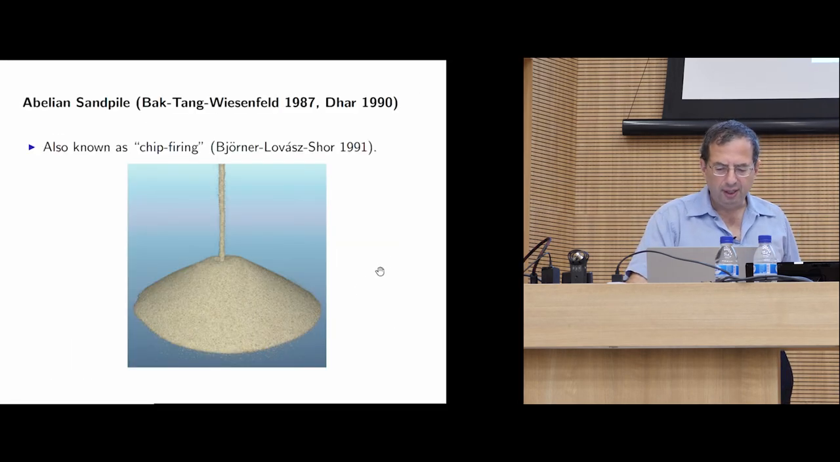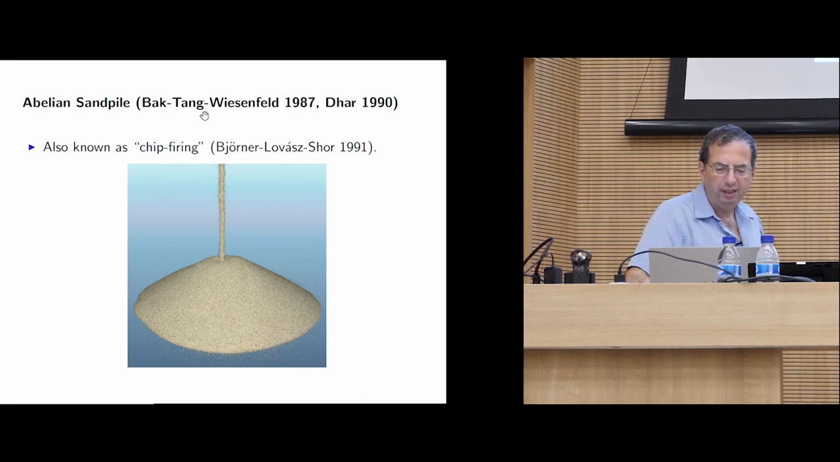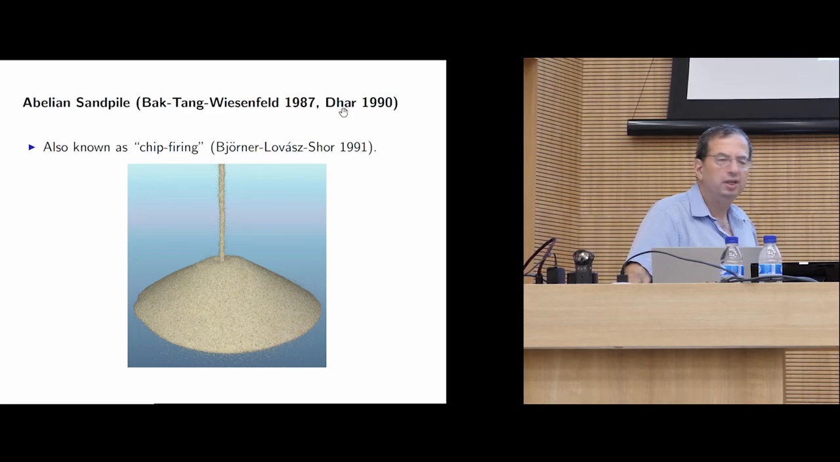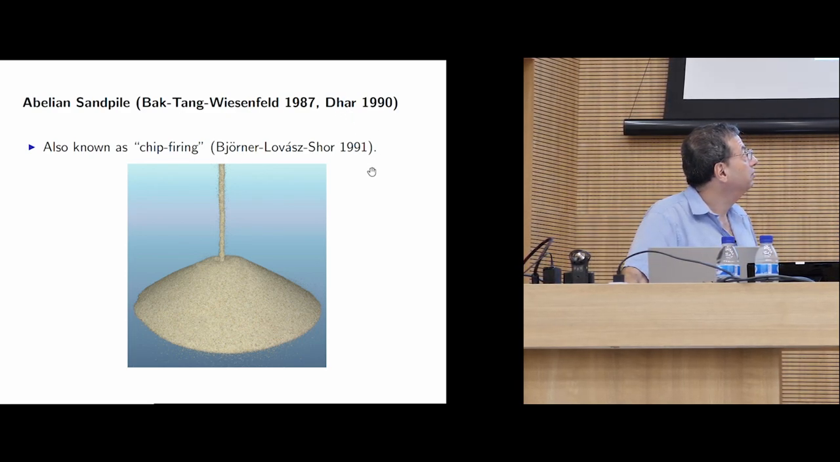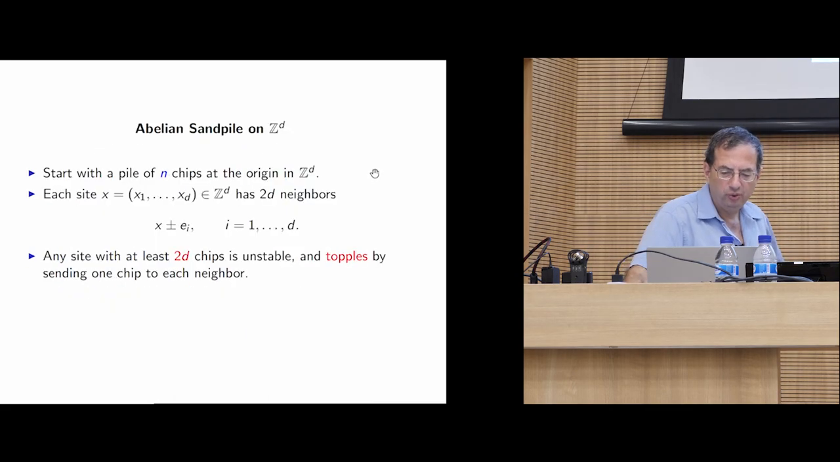So this is the abelian sand pile, a model invented several times independently in statistical physics by Bak, Tang and Wiesenfeld, and then developed much further by Deepak Dhar, who made most contributions to this model. It was independently invented in combinatorics slightly later under the name of chip firing by Björner, Lovász and Shor. It has connections to many areas of mathematics, and I won't go into these here.